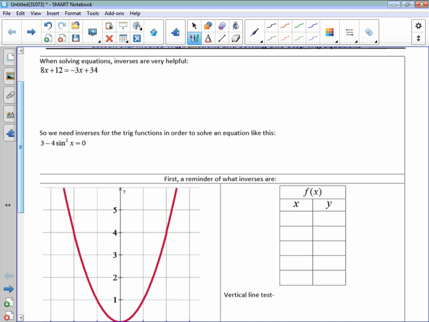Yeah, can you do the first one? Can we solve that first equation? Oh, we're doing it? Okay. Like, I can do this.